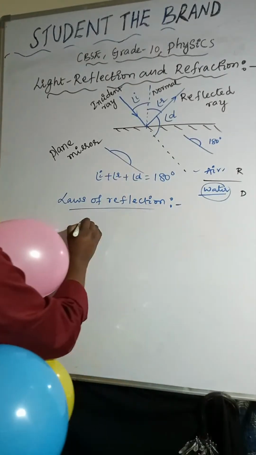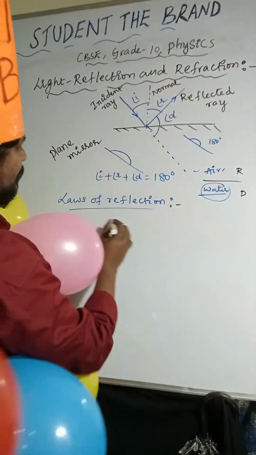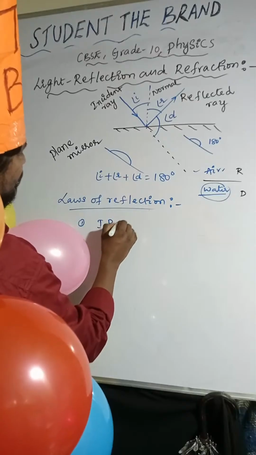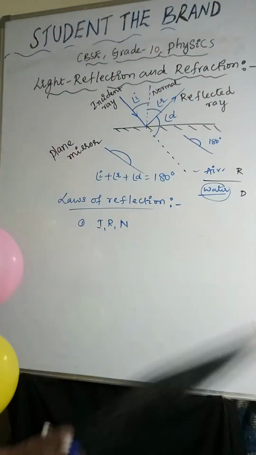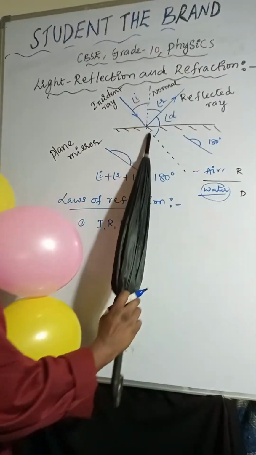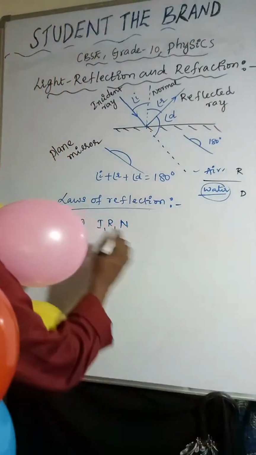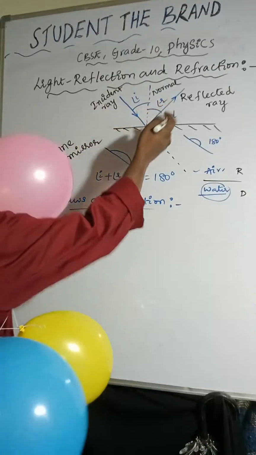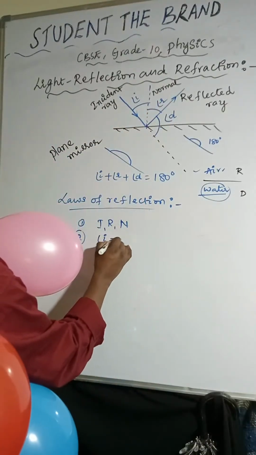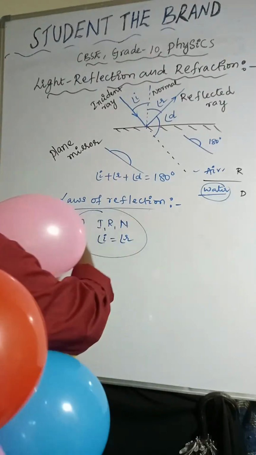First, the incident ray, reflected ray, and normal line lie on the same plane. That is the first point. Coming to the second point, angle of incidence is equal to angle of reflection. So these are the two laws of reflection.